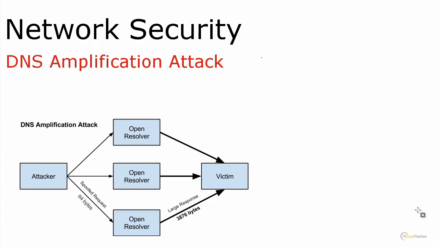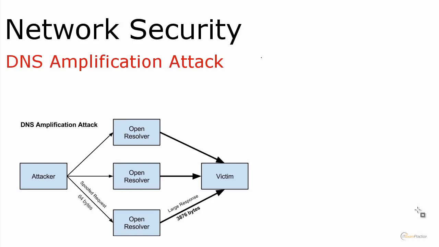A domain name server amplification attack is a type of distributed denial of service attack, and the idea behind this attack is to send as many packets as possible to the victim that is on the right hand side. How is it achieved? You can see that on the screen at the moment.